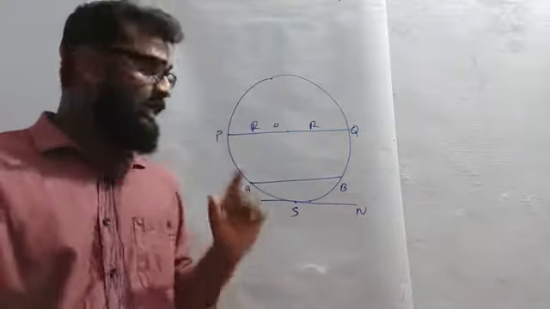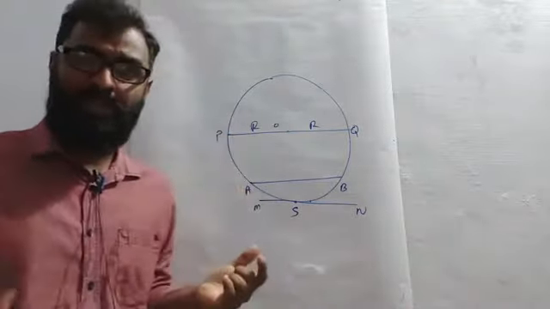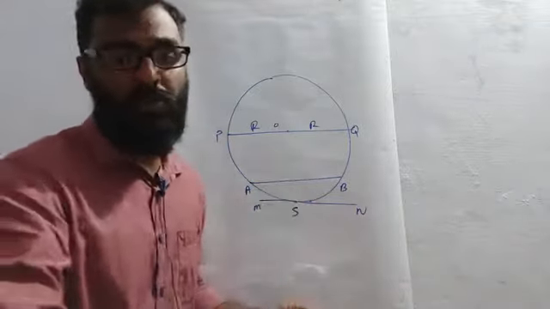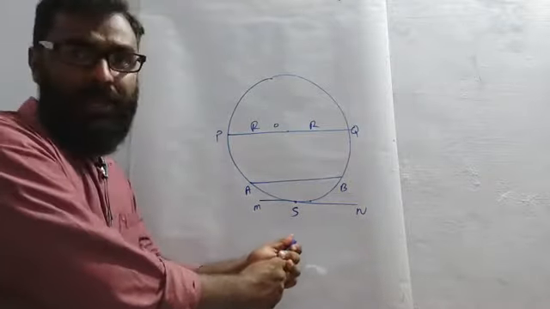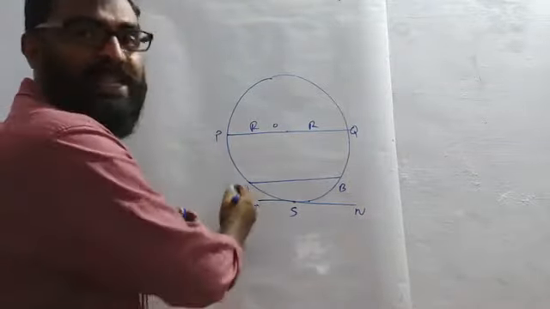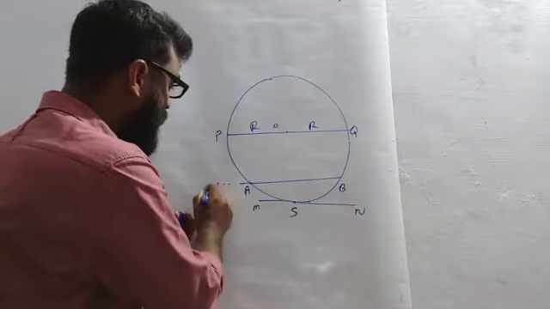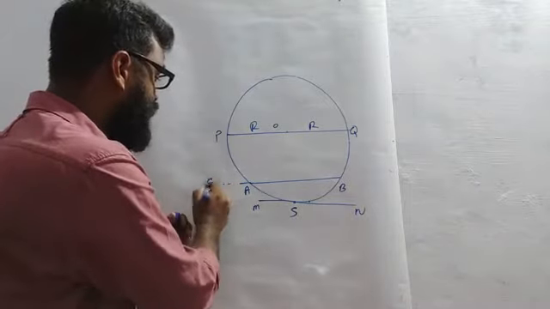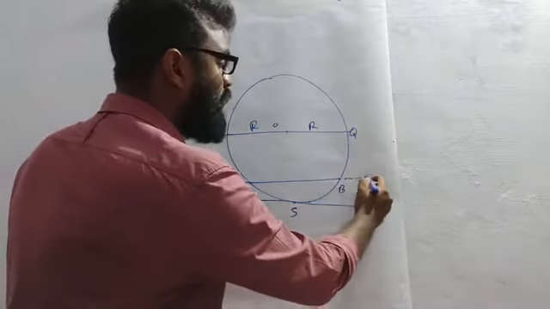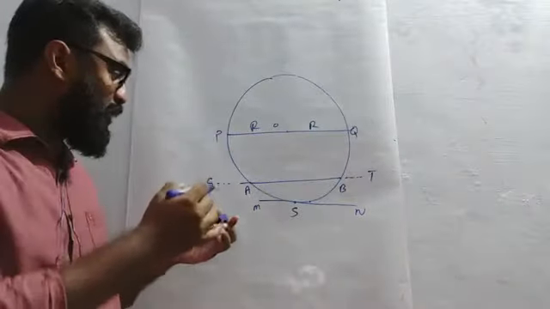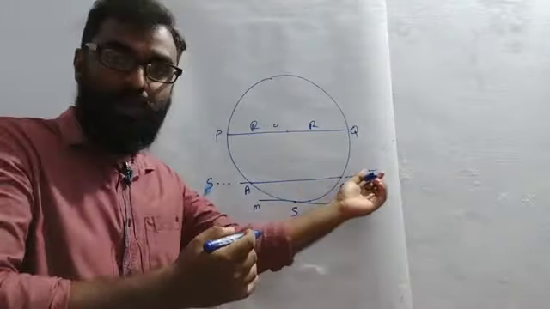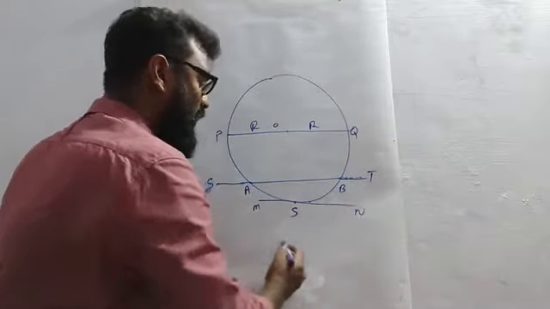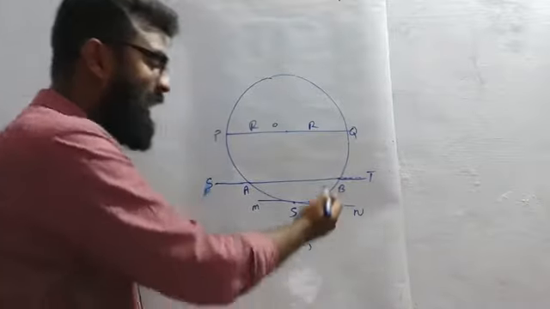So first, we discuss what a chord is. A chord is nothing but any line that connects any 2 points on the circle, right? AB is a chord. I'm just extending this AB into the exterior portion like this, and A is extended to S and B is extended to T. So I can draw a line like this, ST.